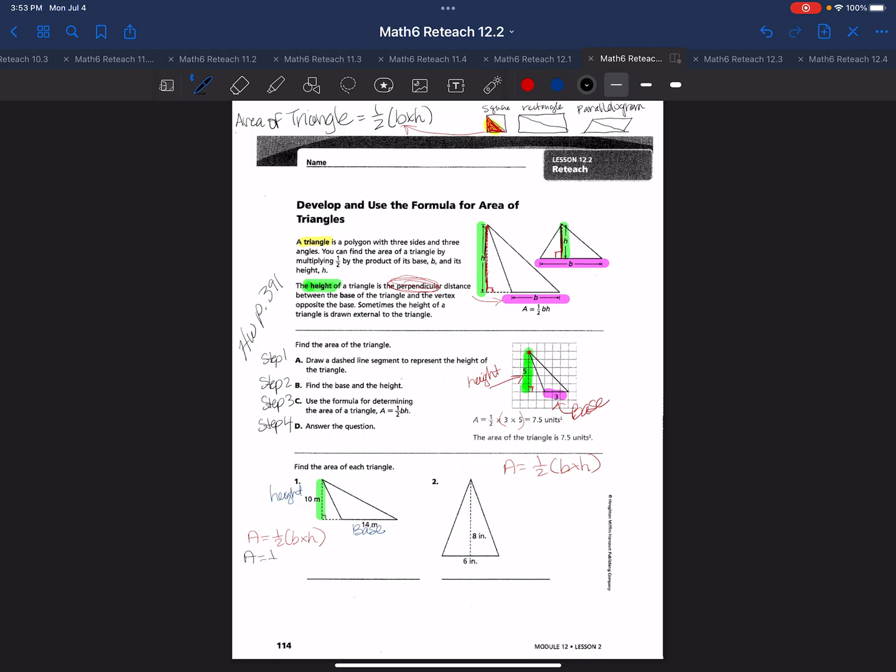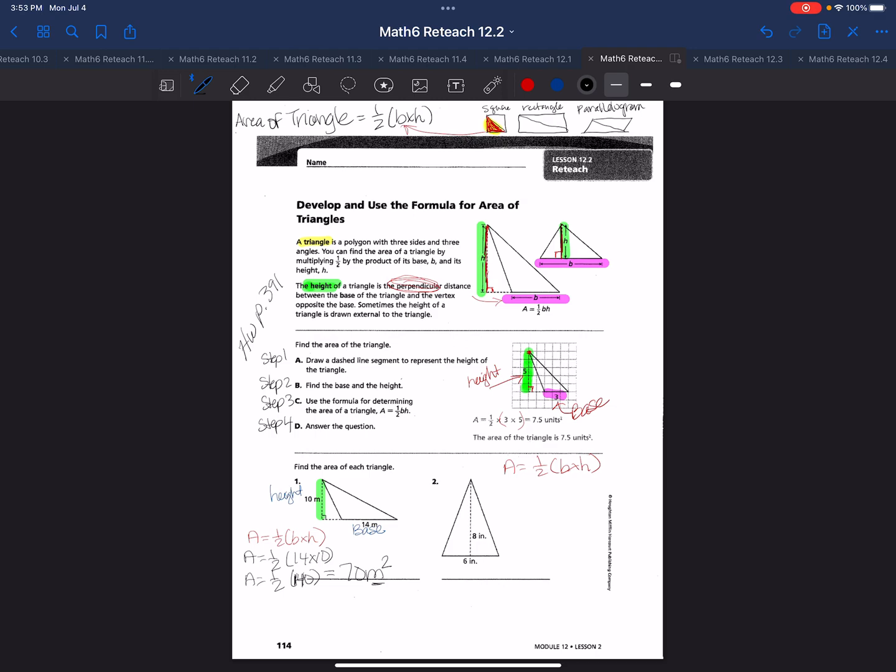Area is 1/2. The base is 14 times 10. So then 1/2, 140. Oops. So 1/2 of 140 is 70 meters squared. Make sure you're doing units squared here because we're dealing with area. Let's try the second example.